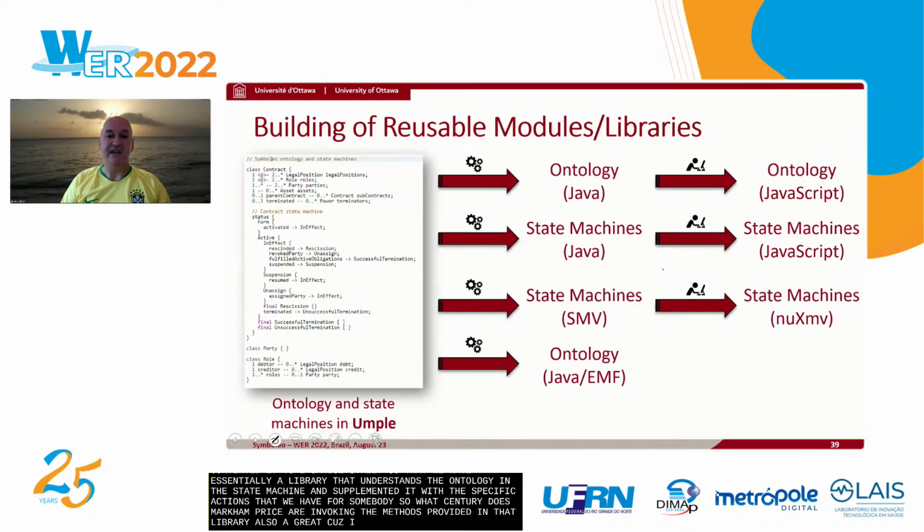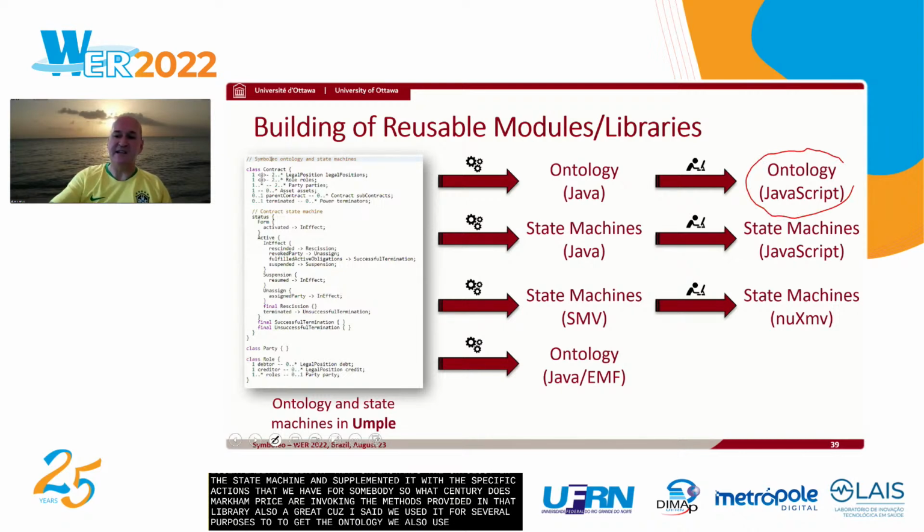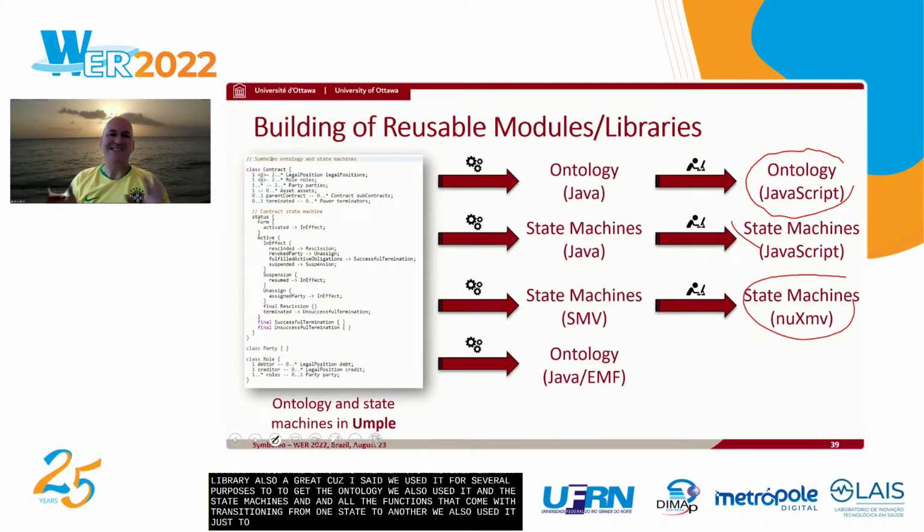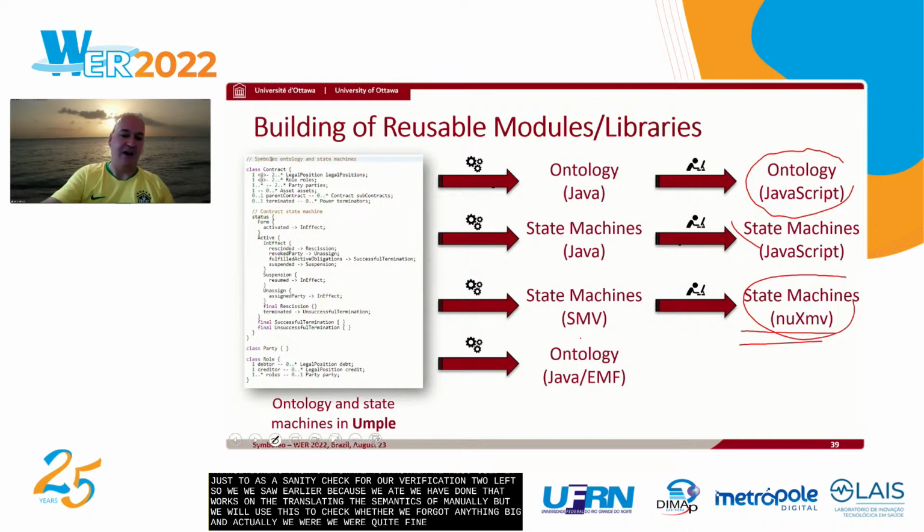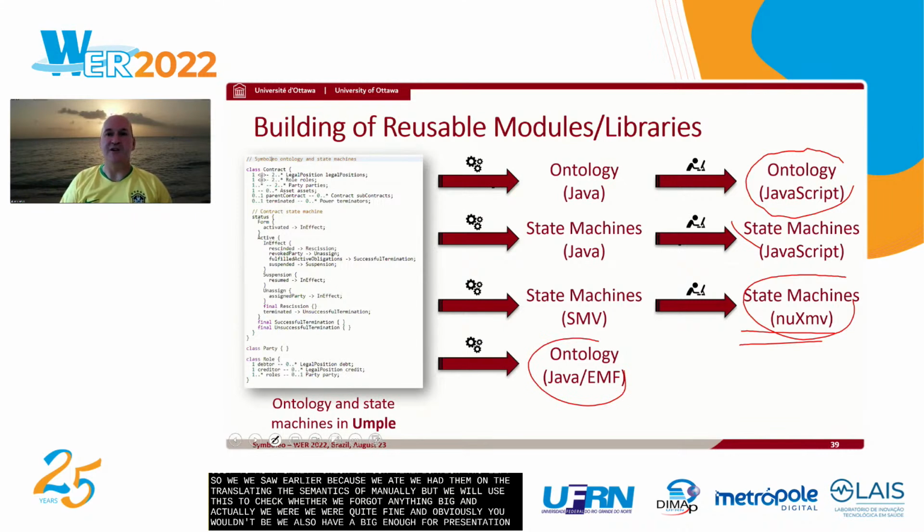So AMPL is great, as I said. We used it for several purposes to get the ontology. We also used it for the state machines and all the functions that come with transitioning from one state to another. We also used it just as a sanity check for our verification tool that we saw earlier. Because we had done that work on translating the semantics of Symboleo manually, we reused this to check whether we forgot anything big, and actually we were quite fine. And obviously we also have an EMF representation of the ontology should anyone want to build another tool for it.